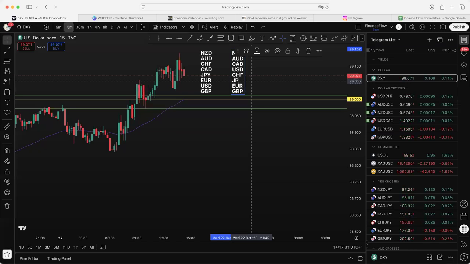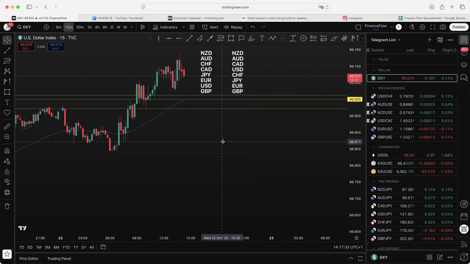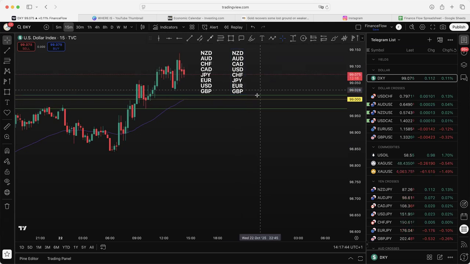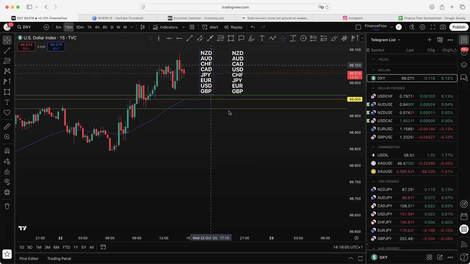So this is a strength index for those of you who haven't seen me go through this before. We've got NZD at the top, and then we've got GBP at the bottom. What you normally want to do is look at how much ground USD has made up, and how much ground Swiss has lost here. Everything else is pretty much where it was this morning. Euro's lost a couple of spots, but nothing major.